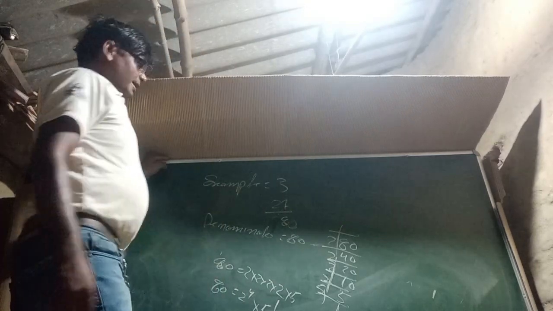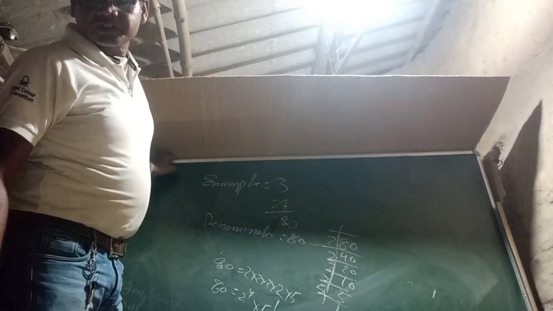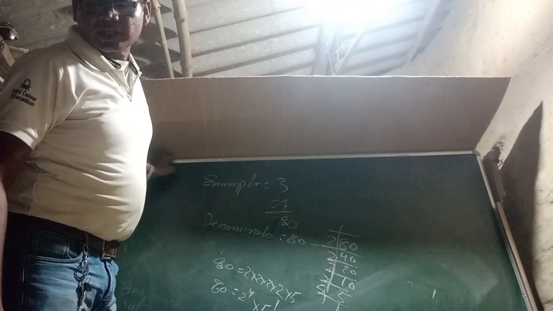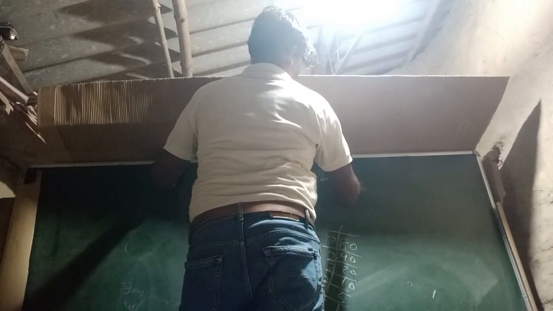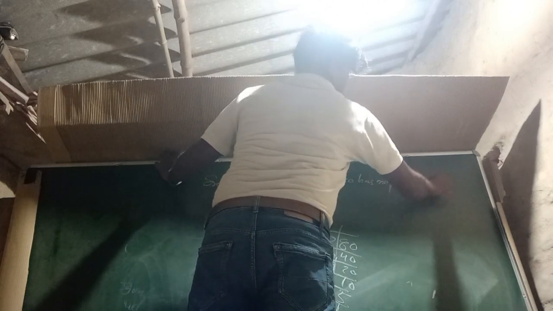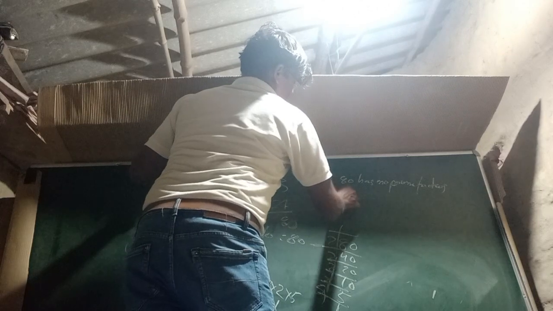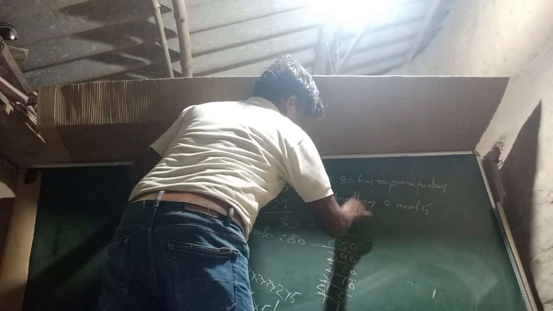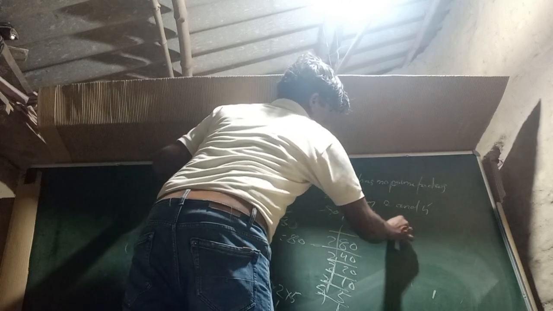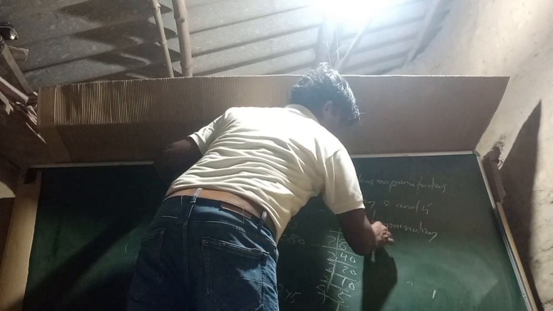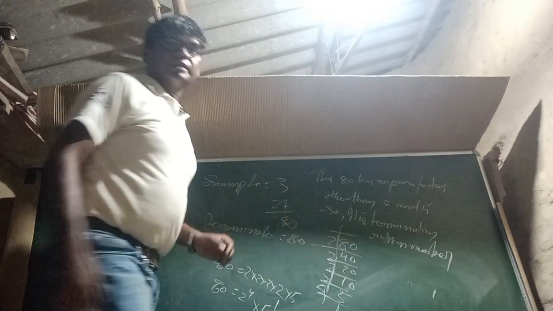We can say that for this rational number, 80 has no prime factors other than 2 and 5. So it is a terminating rational number. It is a terminating rational number.